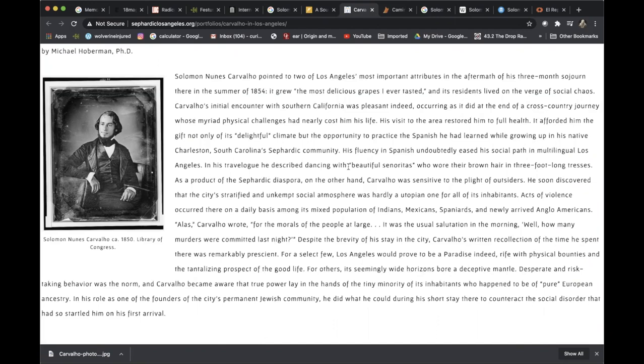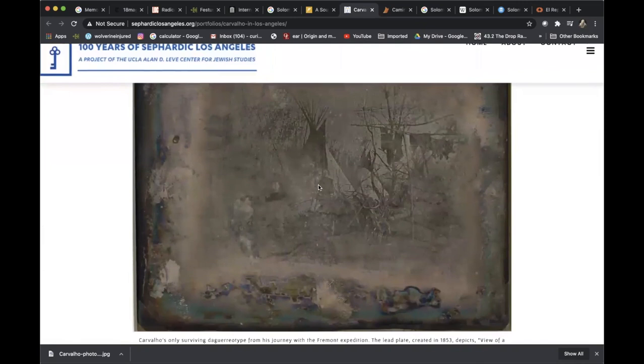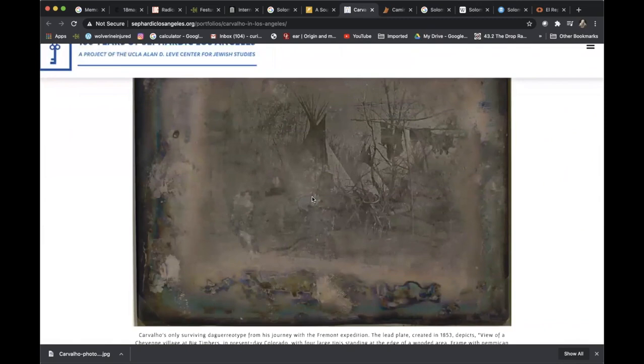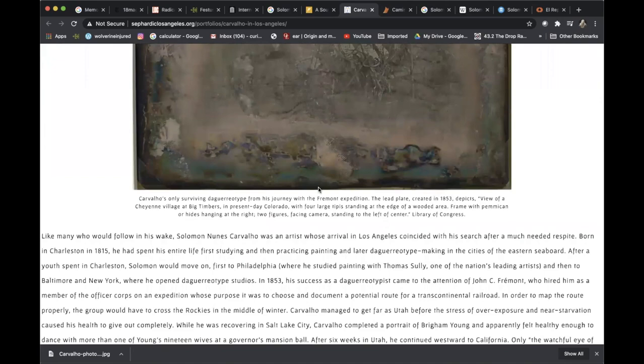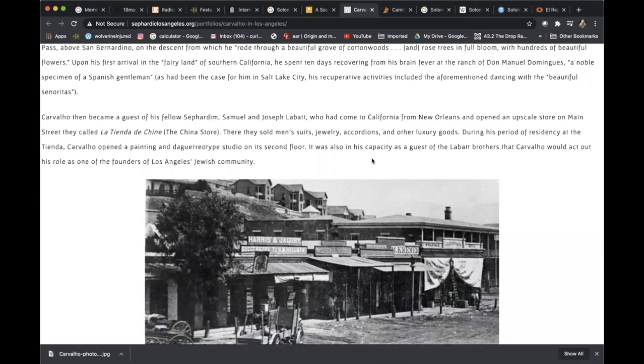He made it all the way from South Carolina, through Utah and all that, and ended up in California, Los Angeles. This guy took a lot of pictures and painted a lot of things that are used in his history. His pictures are not very good and have not survived for some reason, but I've seen other qualities of them and I can see Negro people in it, so to me it's like they're hiding something. Either way, one of the things I wanted to point out about Carvalho in Los Angeles is that he was actually one of the founders of Los Angeles' Jewish community.